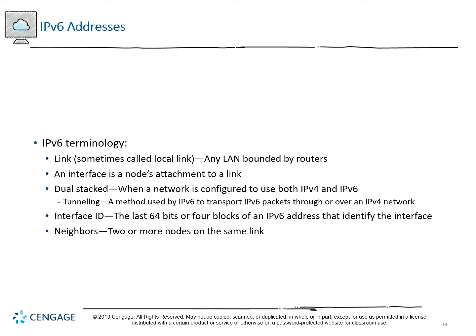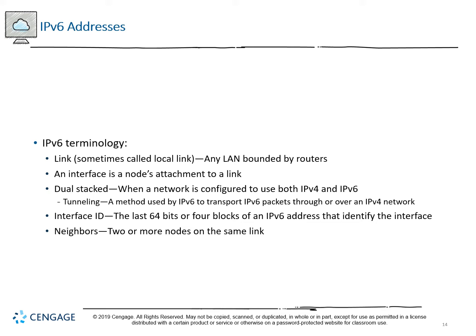IPv6 terminology. Okay, so in order to communicate effectively in any environment, we need to know the lingo, right? So first thing, we have what's called a link, sometimes also called a local link, but that's a bit redundant. It's any LAN that's bounded by routers, meaning that it could be part of an intermediary network going between a public and private network. So you could have what's called like an intranet. So you have a router on one side and one on the other. You can create a DMZ that way. We'll talk about DMZs in a moment.